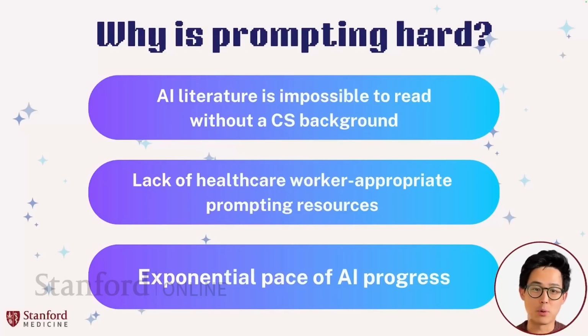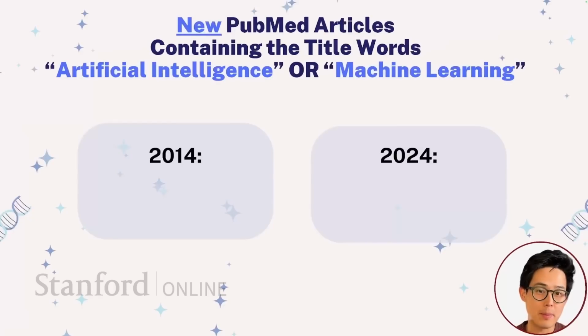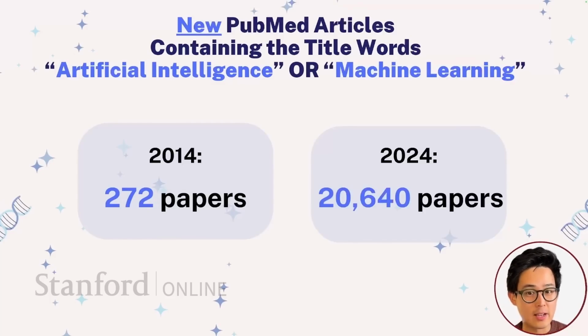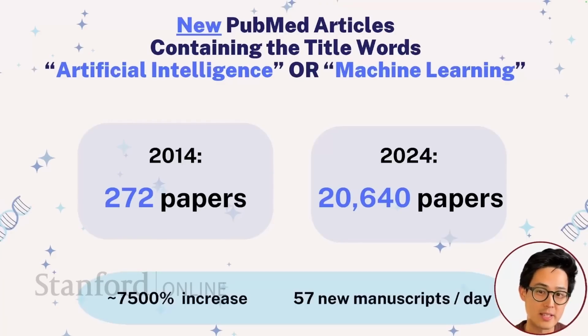And finally, and perhaps most importantly, we have to talk about the exponential pace of AI progress recently. I recently went on PubMed and searched for articles containing the words artificial intelligence or machine learning in the title. In 2014, there were 272 such papers published. Fast forward a decade, in 2024, that number had increased to over 20,000 in a single year, which is a 7,500% increase. To put it differently, it's almost 60 new papers every single day. And keep in mind, this is just PubMed, so we're not even talking about computer science or engineering journals. So unless you're a full-time AI researcher or a data scientist, it's all a little overwhelming.